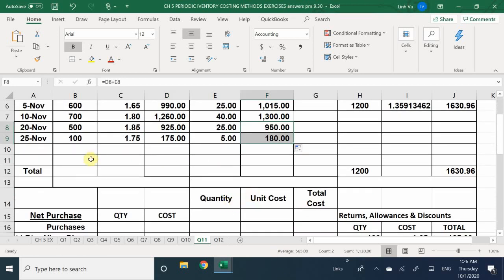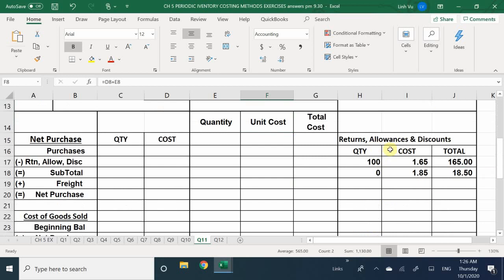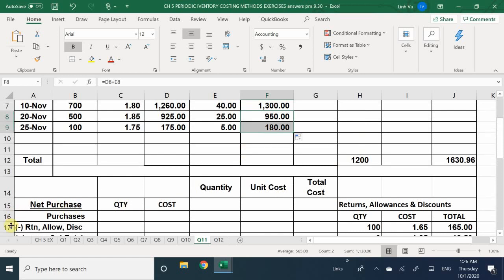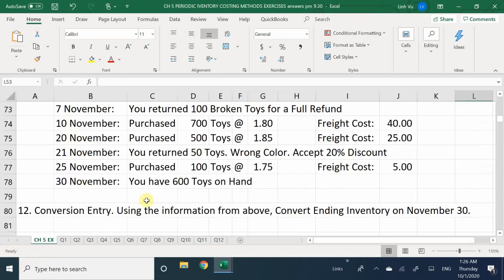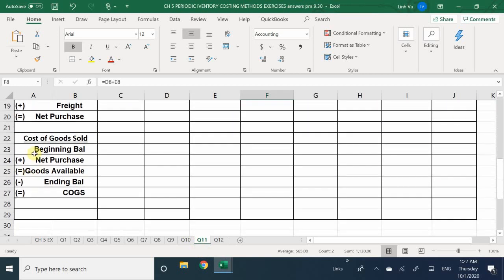Okay. In this case, we have a beginning inventory, and we are also accounting for returns and allowances. So in this case, we are not going to solve for the average cost per item just yet. We're going to wait till the very end. So in this case, on November 30th, we recognize that we have a total of 600 items on hand. So here, we're going to recognize the total ending balance of 600.